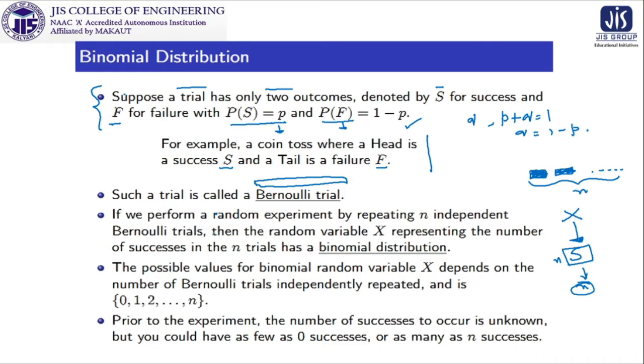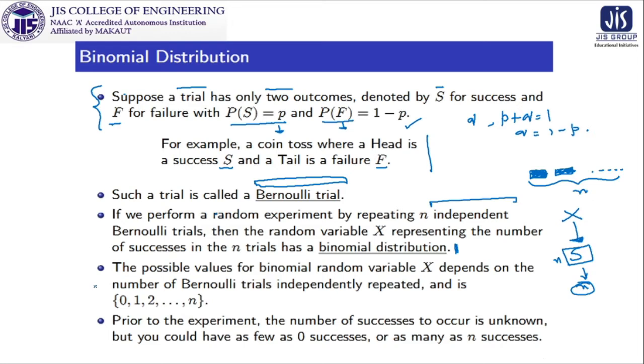So what is stated: if we perform a random experiment by repeating n independent Bernoulli trials, then the random variable X representing the number of successes in the n trials has a binomial distribution. The possible values for the binomial random variable X depend on the number of Bernoulli trials independently repeated, and they are 0, 1, 2, up to n.